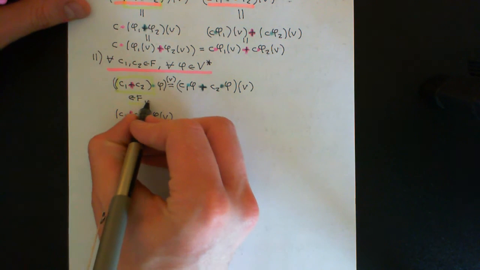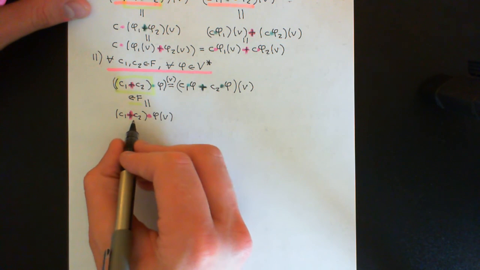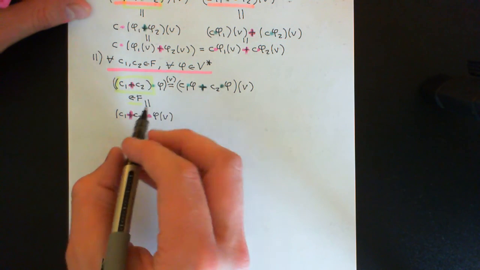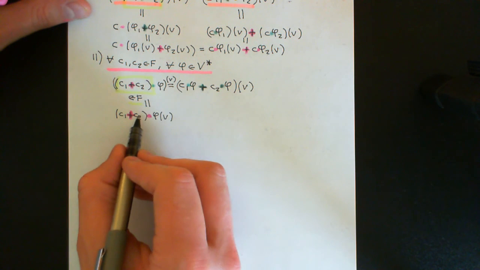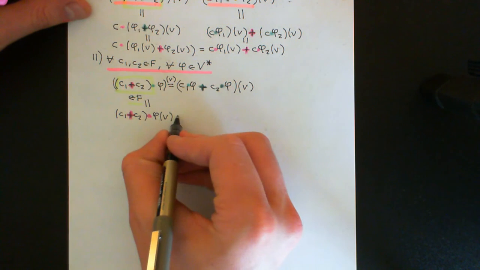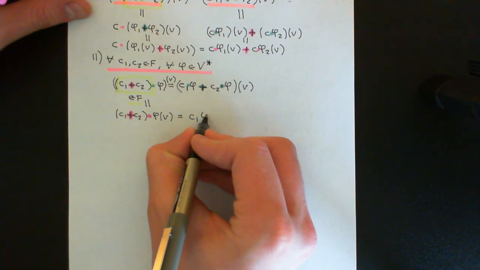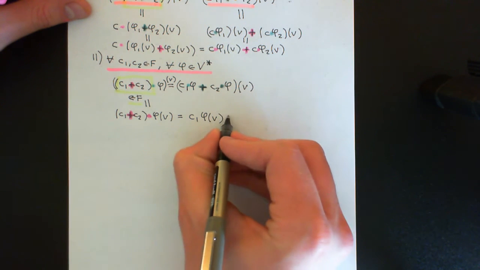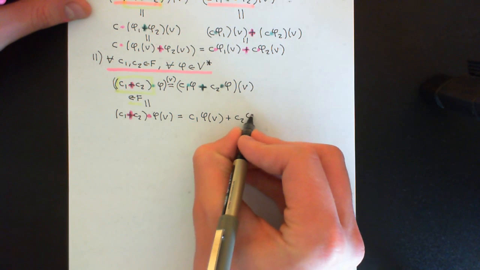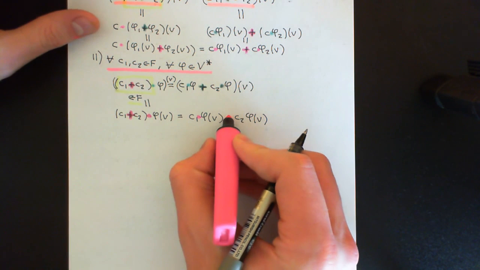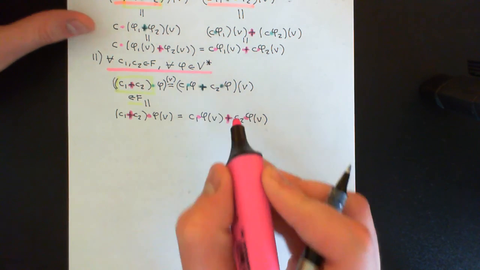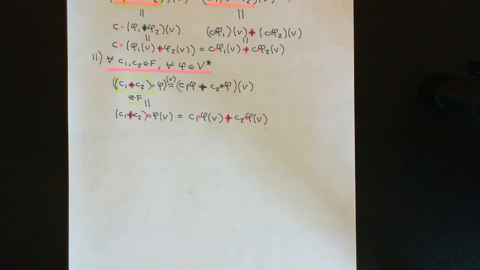Then, of course, what we can do is apply right distributivity this time in the field. Okay, so we've got two things added together here, and then they're being multiplied by this. Now what we can do is just multiply this out and turn this into C1 times phi of v, where that's multiplication in the field, plus C2 multiplied by phi of v, where the addition and the multiplication are all in the field. So this is in the field, this is in the field, this is in the field here.